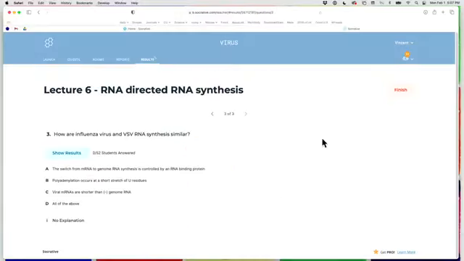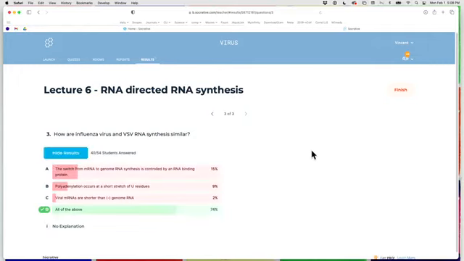Our next question is, how are influenza virus and VSV RNA synthesis similar? A, the switch from mRNA to genome RNA synthesis is controlled by an RNA binding protein. B, polyadenylation occurs at a short stretch of U residues. C, viral mRNAs are shorter than minus genome RNA, or all of the above. Looks like we're stuck. Are we stuck at a stretch of U residues, perhaps? So this time, all of the above is right.